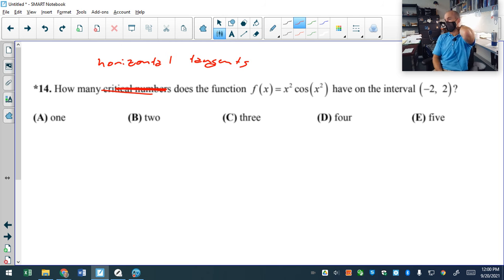So how many horizontal tangents does the function have on this interval? That's what a critical number is. A critical number is a place where the derivative equals 0, and we've done that. So if I want horizontal tangents, I need f prime to equal 0. So we need f prime of x.